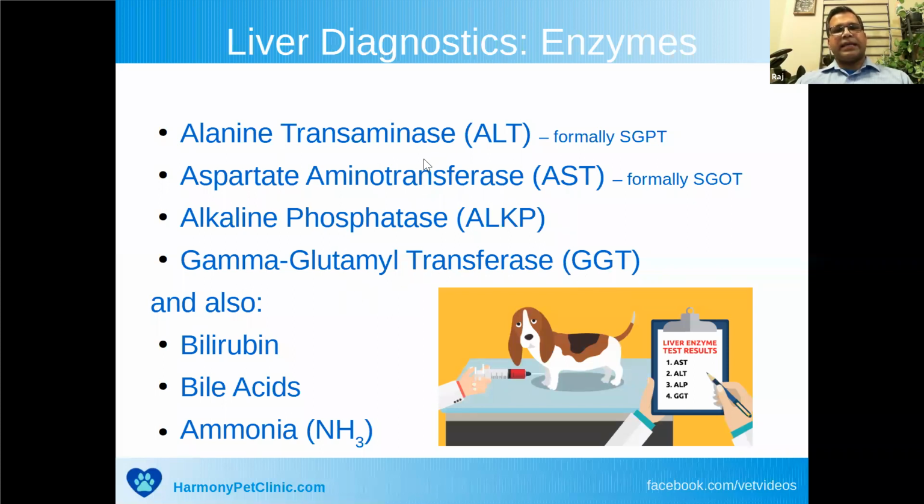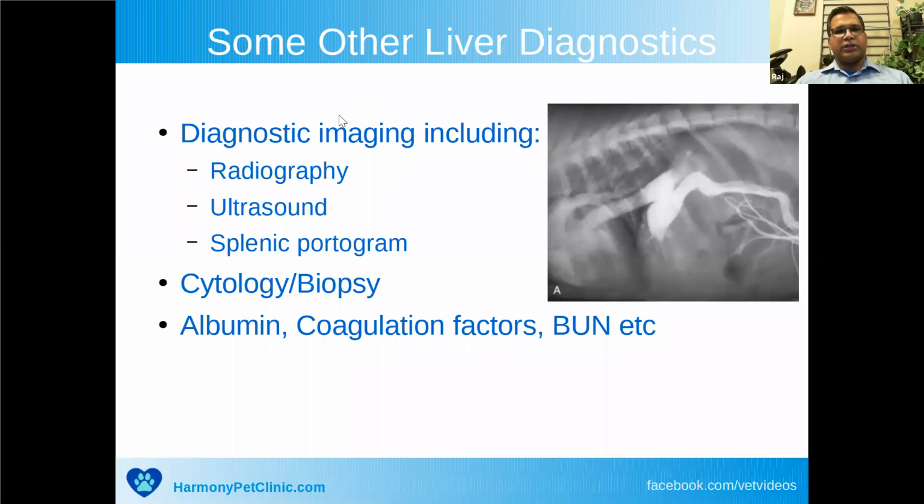In addition to these enzymes, we also check for bilirubin, bile acids, and ammonia. Bile acid, very important, very good test for liver. And also we check for ammonia. In addition to these, there are many other diagnostics that help in diagnosing liver disease, including X-rays, radiography, ultrasound, splenic portogram. Specialists have a CT scan and other facilities also. Also, cytology or biopsy of liver is a very important diagnostic tool. In addition to all these diagnostics, albumin, coagulation factors, blood urea nitrogen, etc., are also important for diagnosing liver disease. So we'll go over them one by one.